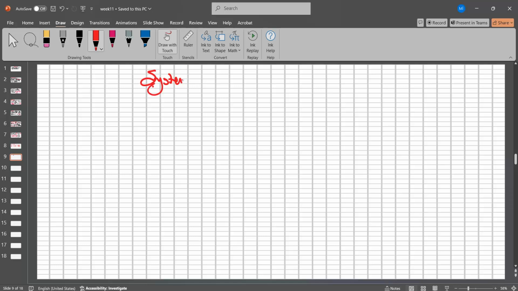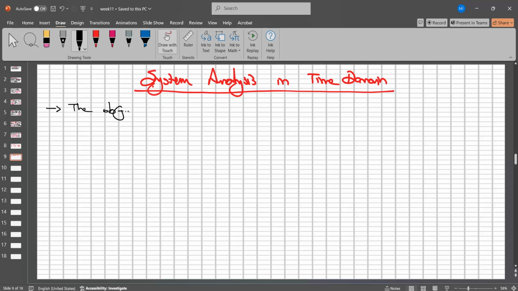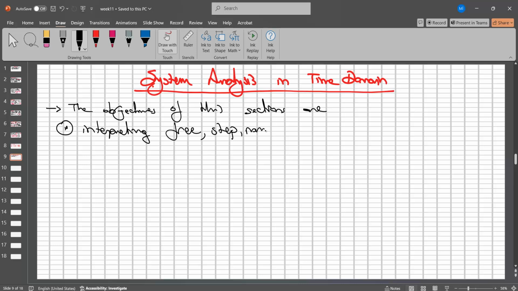This topic, we need to talk about the system analysis in time domain. That's our topic. And so the objective of this section are, first of all, interpreting free, step, ramp, and impulse response.